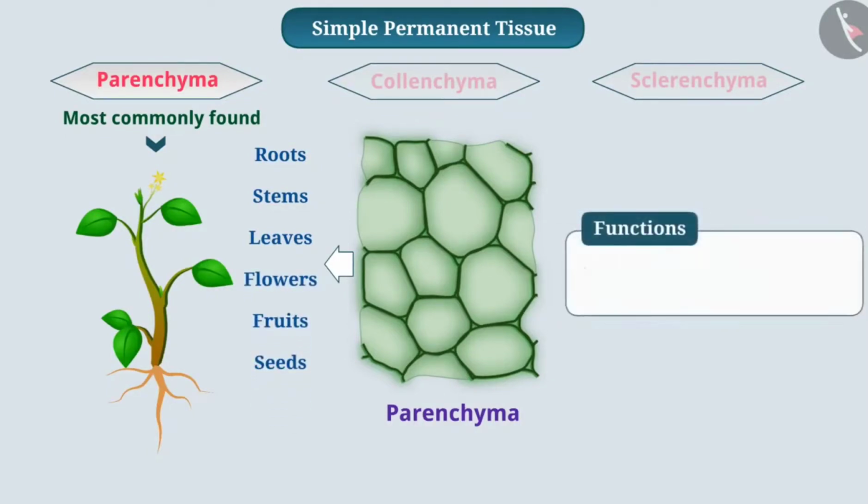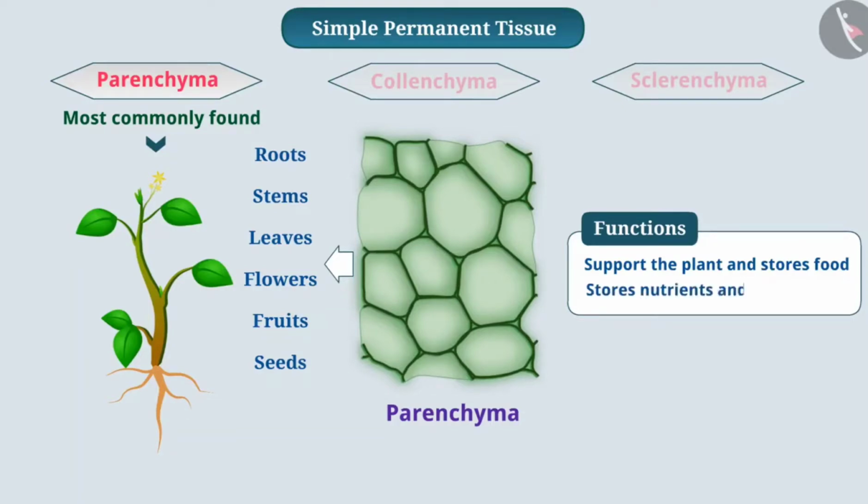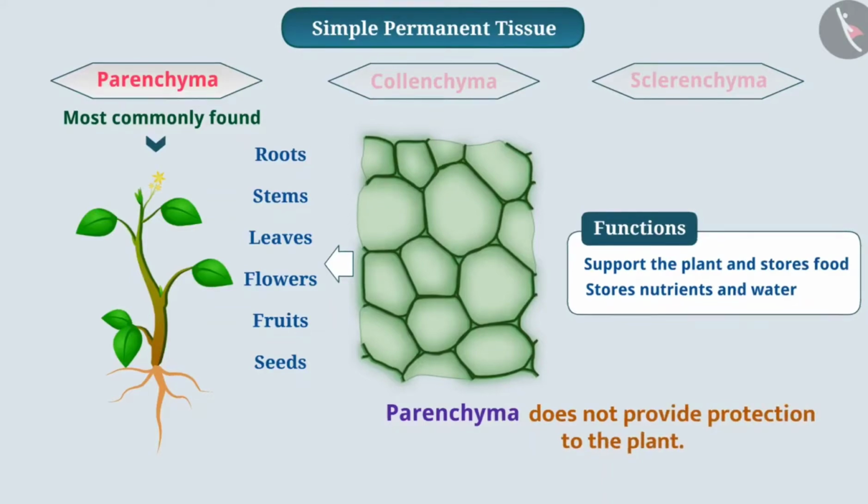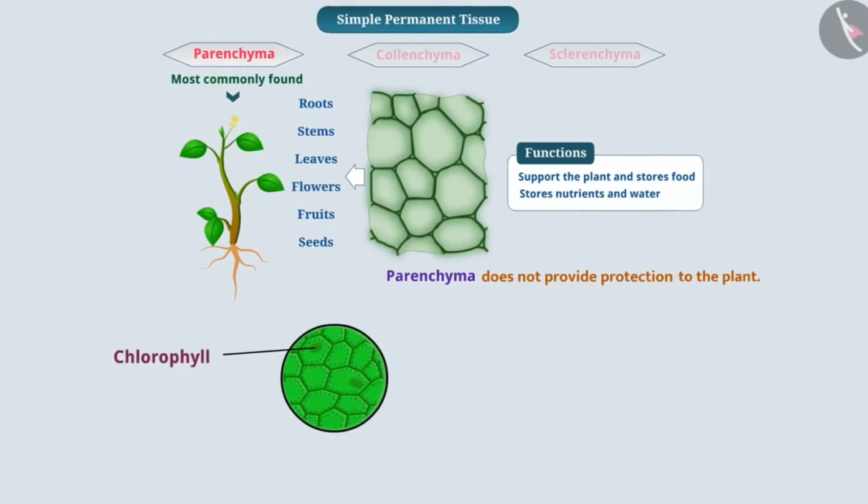It serves to support the plant and stores food. Parenchyma present in stem and roots also stores nutrients and water. Therefore, these cells have a large vacuole. Parenchyma does not provide protection to the plant. Some parenchymatous tissues have cells that contain chlorophyll. Such parenchyma tissue is called chlorenchyma.